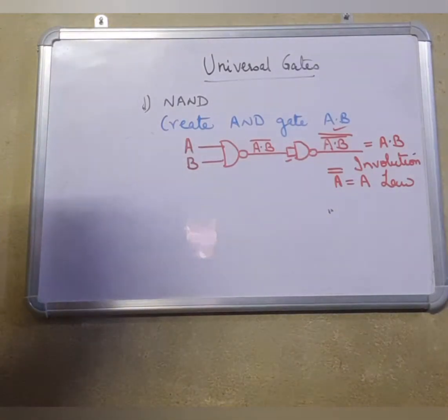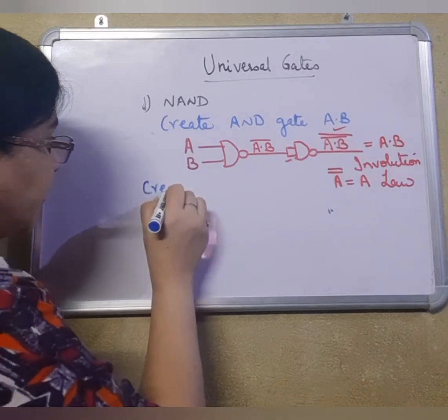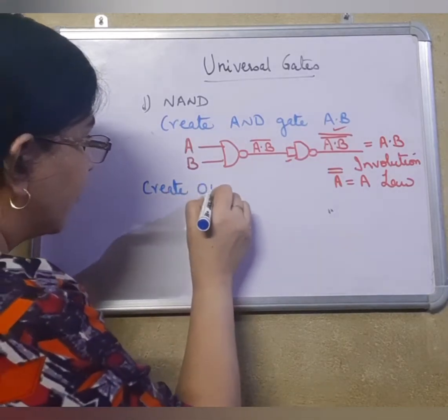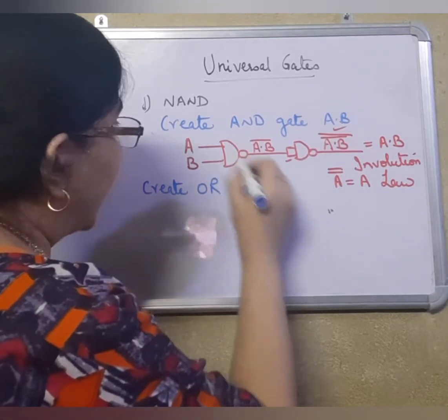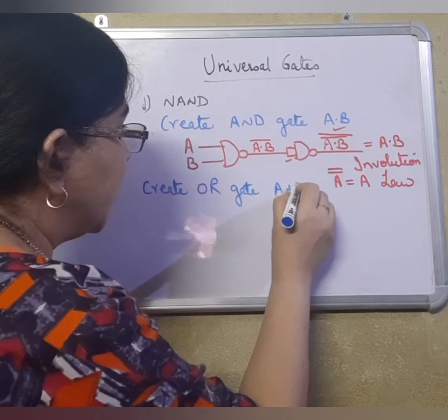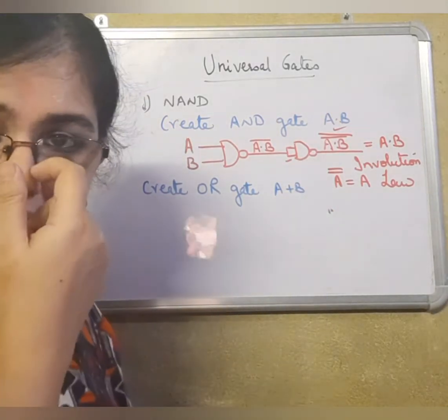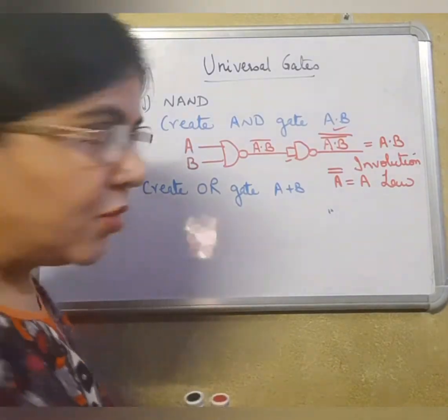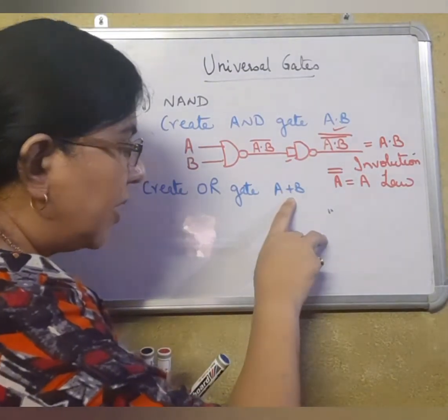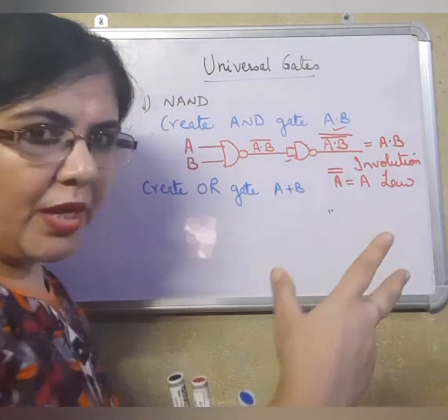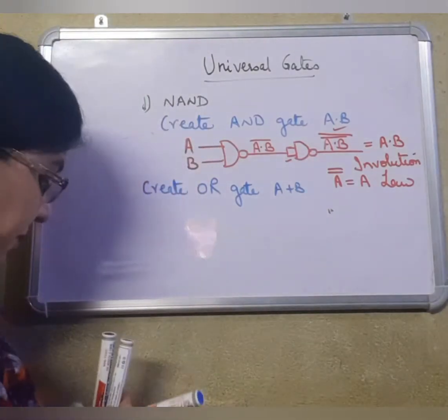Now suppose a question comes that you have to create OR gate using NAND gate, that is A plus B. How is it possible? It always uses a simple dot. But we'll have to. Let's look how. If you are getting a symbol like plus or any other, it means A and B directly cannot pass through a NAND gate. How are they going to be passed? Let's look.